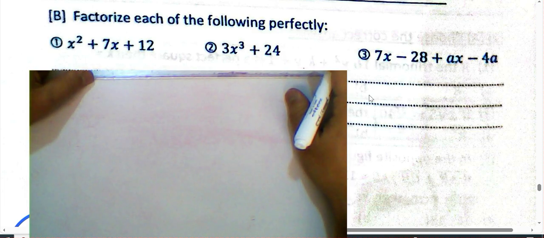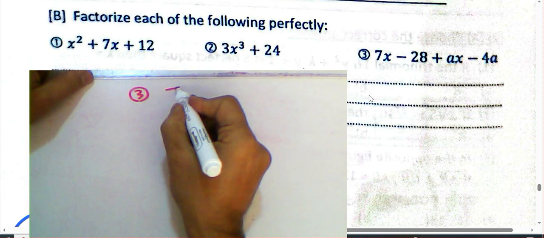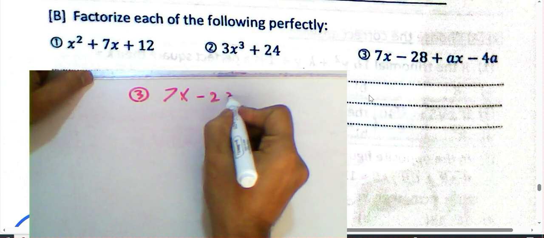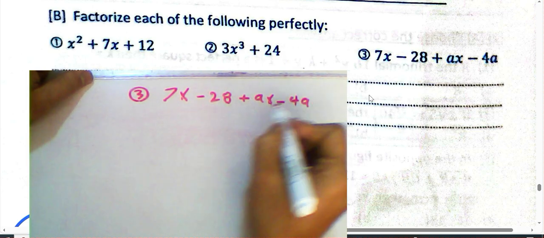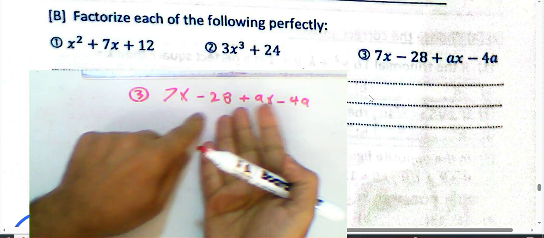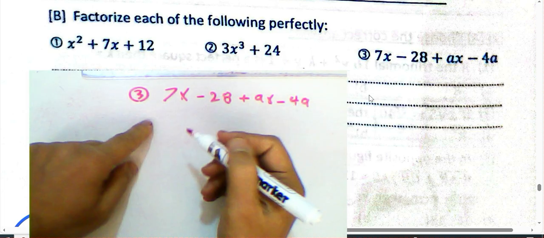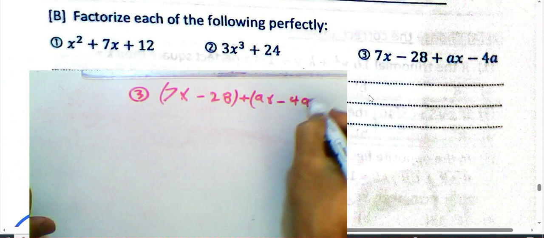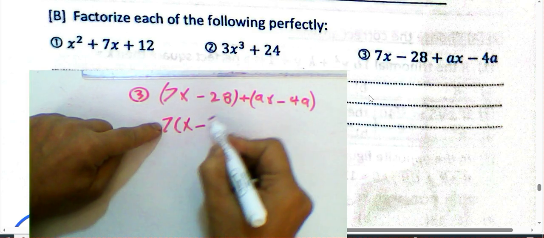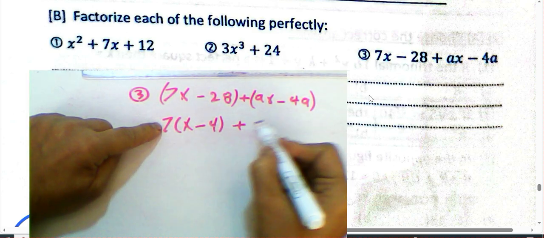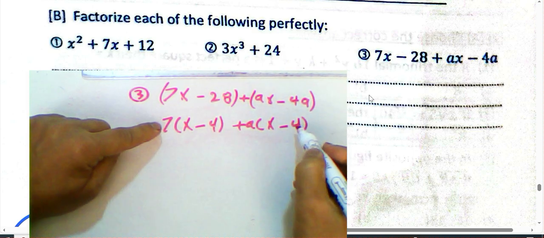Next question number 3. 7x subtracted by 28 plus ax subtracted by 4a. We have 4 terms. We can write the highest common factor between 2 terms here and 2 terms here. Divided like this, 2 parts. Write 7 as the highest factor. 7x divided by 7 equals x. 28 divided by 7 is 4. And we can write a as the highest factor between 2 terms like this.